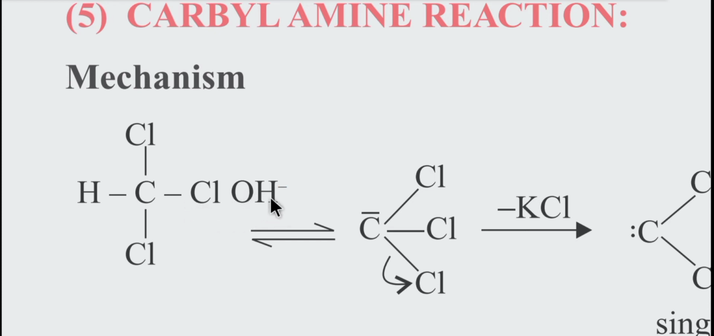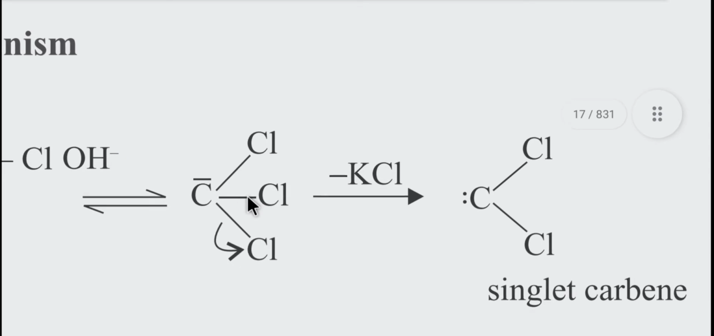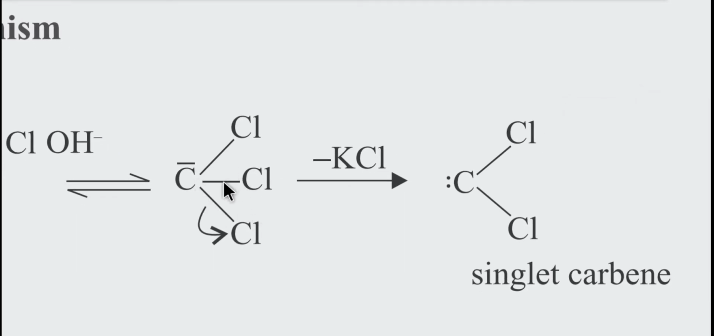So this OH negative can abstract a proton from the chloroform. It will attack this proton, so the bond will shift toward carbon, and carbon will get a negative charge. Hydrogen leaves as a proton, generating water. Here we have a trichloro compound of carbon, meaning three chlorines are bonded with one carbon.